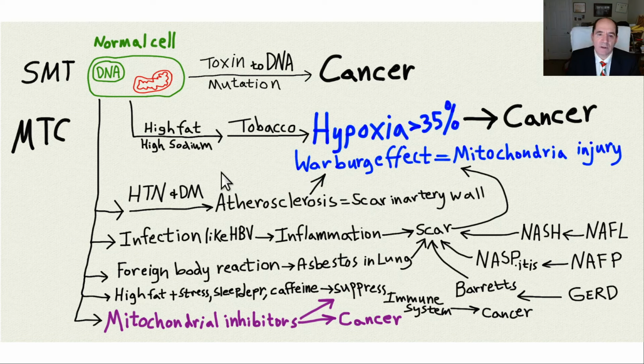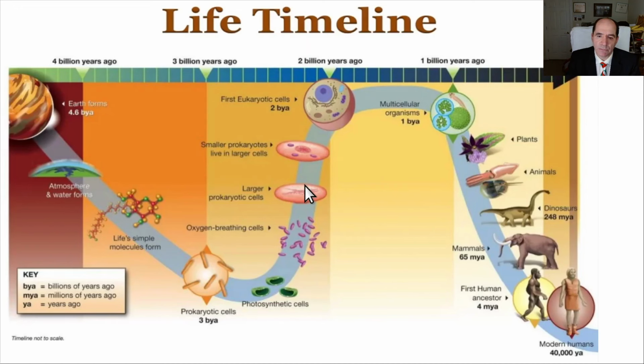You don't want to do any of the stuff on here. Avoid the high fat, avoid the high sodium, avoid the tobacco, avoid the things that cause hypertension and diabetes. Avoid the things that tend to cause infection or fatty liver, okay? Avoid the things that cause gastroesophageal reflux. Avoid the things that suppress your immune system. And most importantly, the purpose of this talk, avoid all these mitochondrial inhibitors. I'm going to show all the mitochondrial inhibitors in a slide in just a moment.